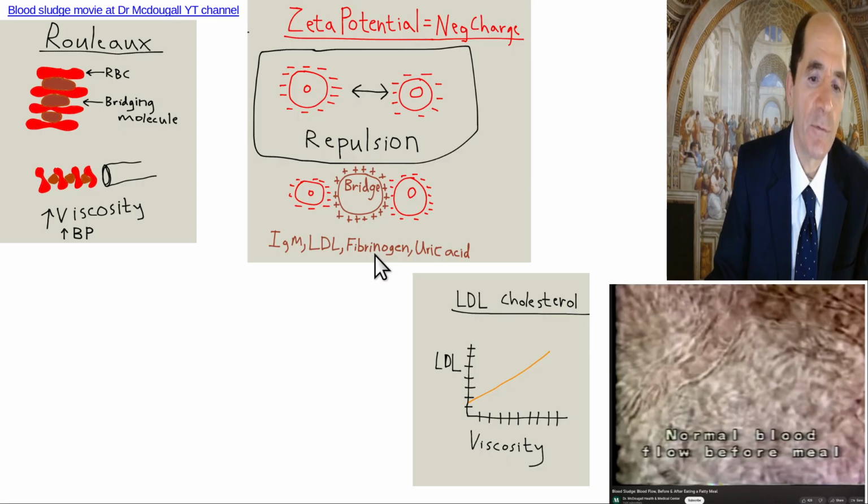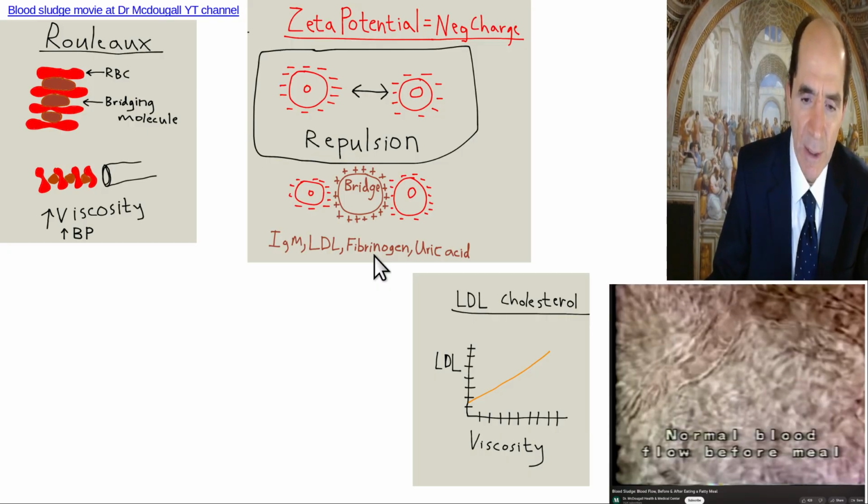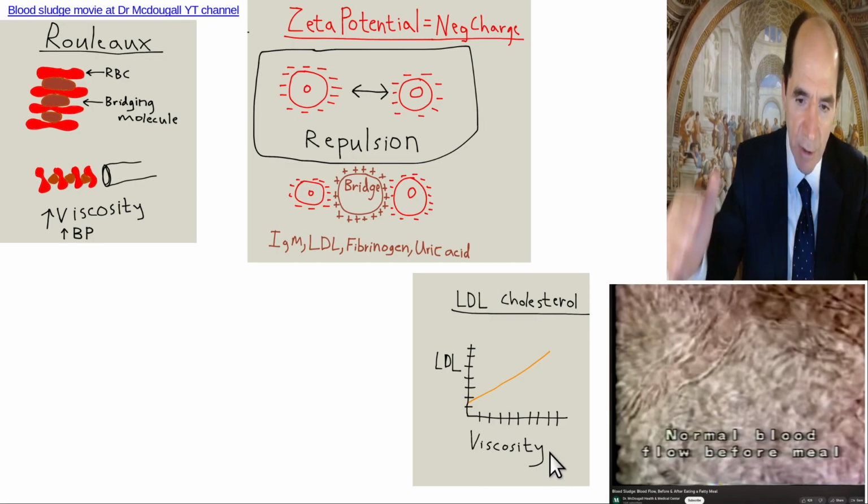If you got leaky gut from a lack of dietary fiber, you're going to get amyloid-type clotting, where you change the shape of the fibrinogen. We talked about that in other lectures. If you're eating a lot of high fructose corn syrup or a lot of animal protein, you'll have elevated uric acid. That's not only a bridging molecule, it's also a vasoconstrictor, inhibits endothelial nitric oxide. The higher the LDL cholesterol, the higher the blood viscosity, the thicker the blood is.